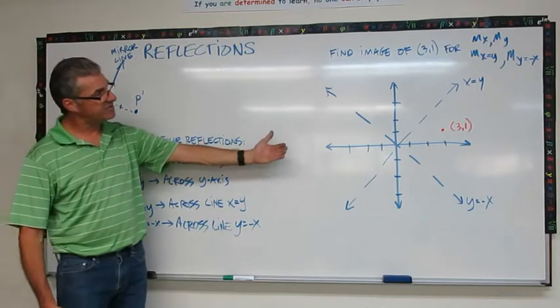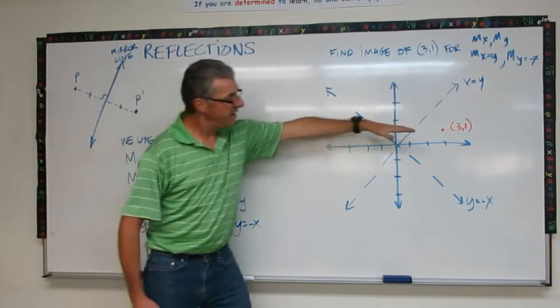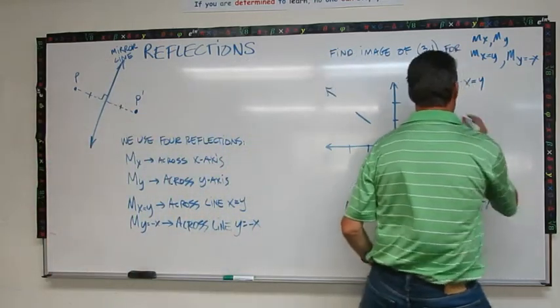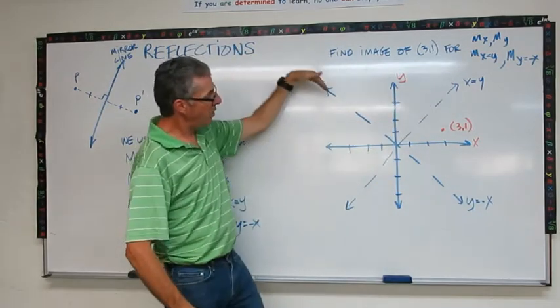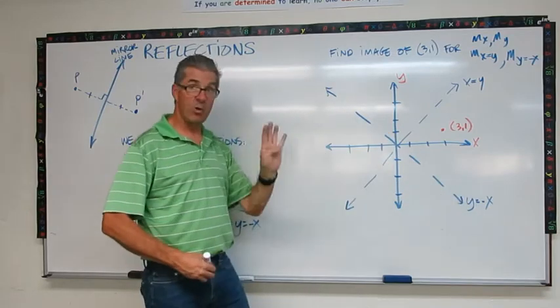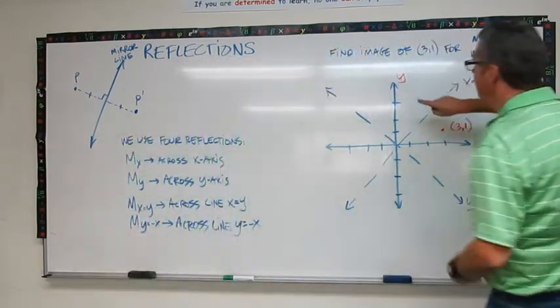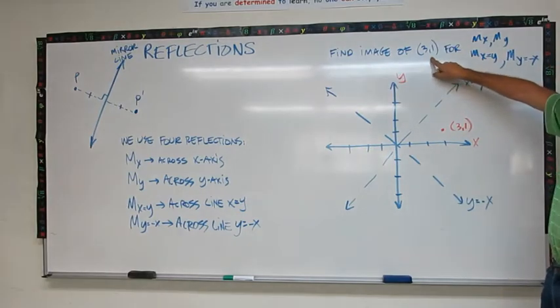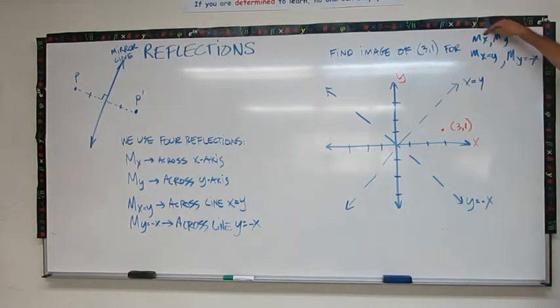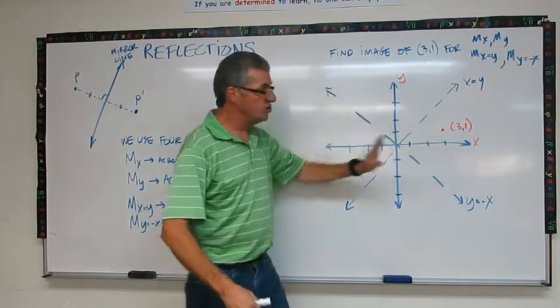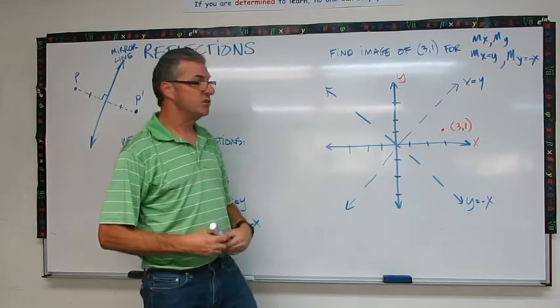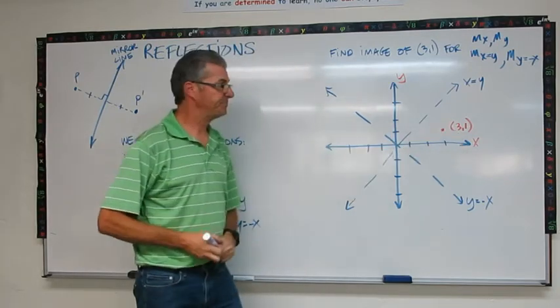So what I've done is I've sketched a graph here. I've put my x and my y axis, let's give them labels, and then I've also sketched in my y equals x line and my y equals negative x line. So those are the 4 lines that we reflect. Now what I've asked for, find the image of the point 3, 1 for moving it across the m sub x, the m sub y, the m sub y equals x, and the m sub y equals negative x. So if you want to pause the video right now and see if you can reflect that point, put it in its new spots. We've got 4 reflections to do. See if you can figure out what the coordinates are.